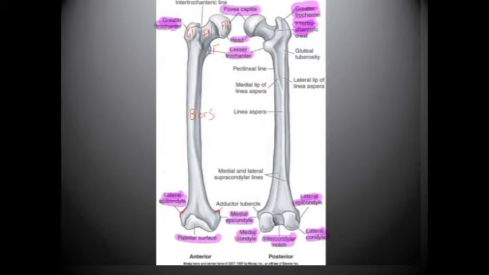Additionally, looking at it from a posterior view, we have the greater trochanter here, lesser trochanter, body. We have the medial epicondyle, lateral epicondyle, medial condyle, lateral condyle, intercondylar notch, which means that it's in between the condyles.